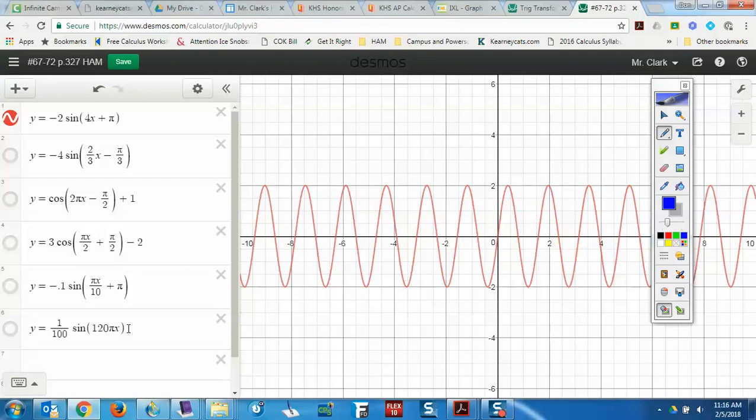Okay, so the markings are the key, right? The scale markings that you put on your picture are the key to these problems.